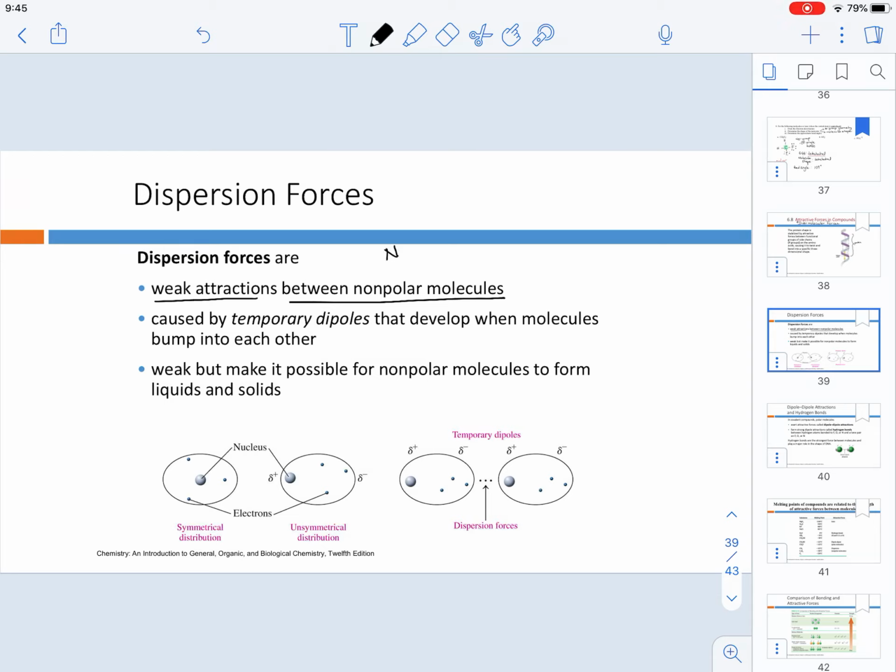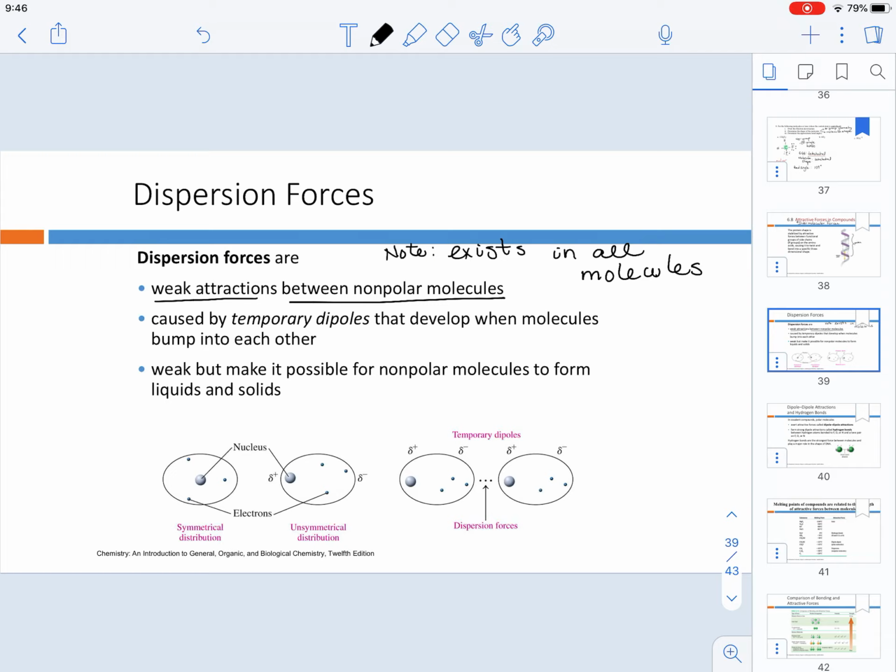But let's write a note. Dispersion forces actually exist in all molecules. Because the idea is that as long as you have electrons, you will have dispersion forces. It's just that for non-polar molecules, dispersion forces are the strongest.